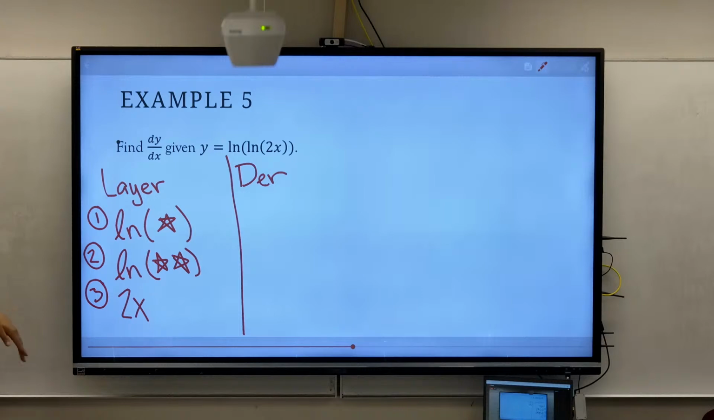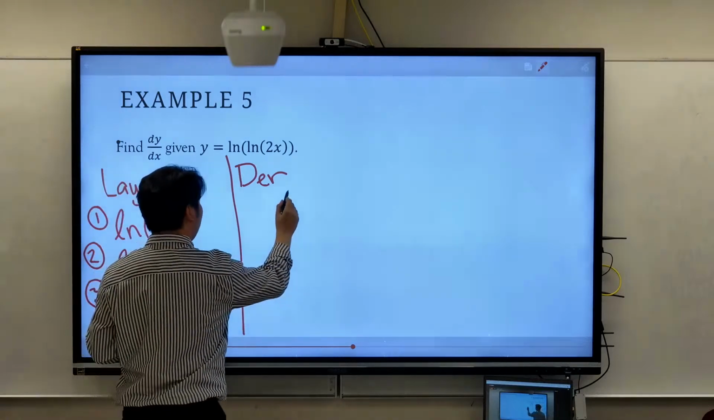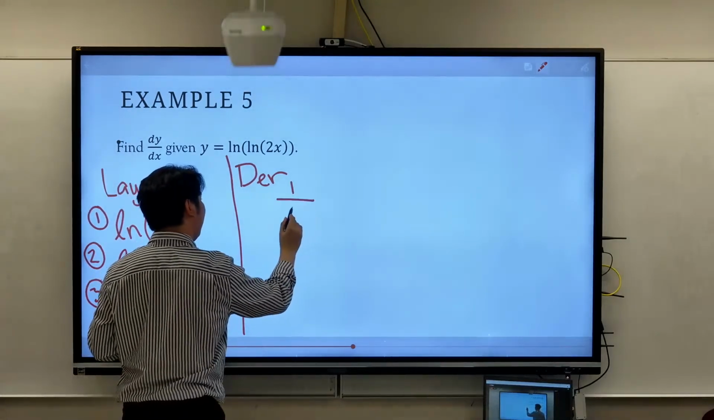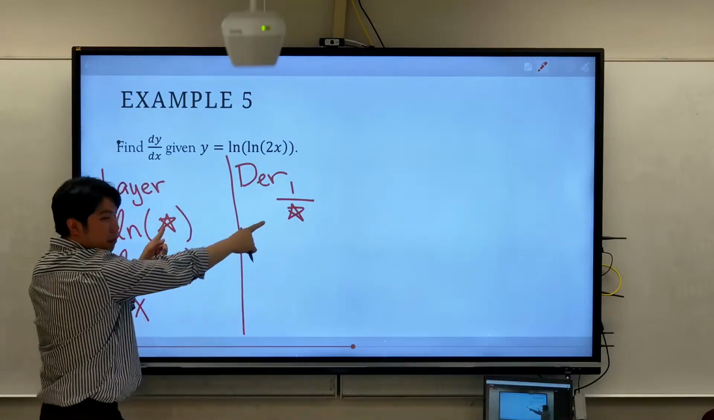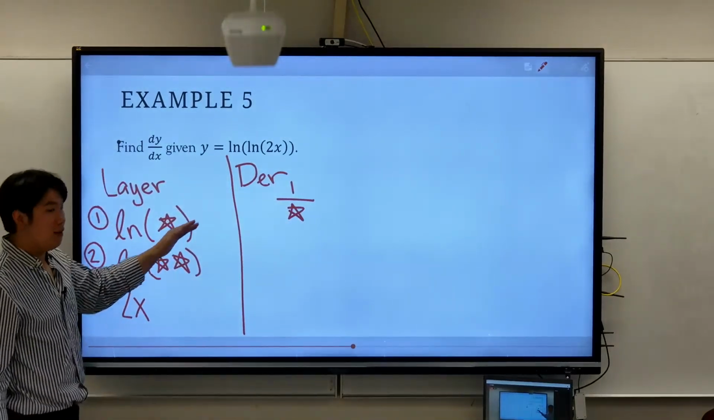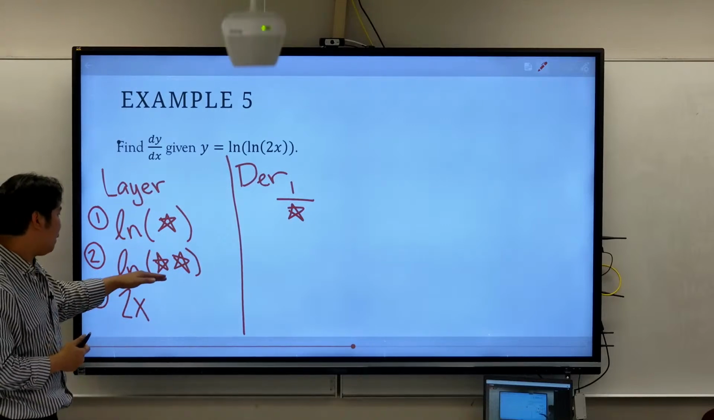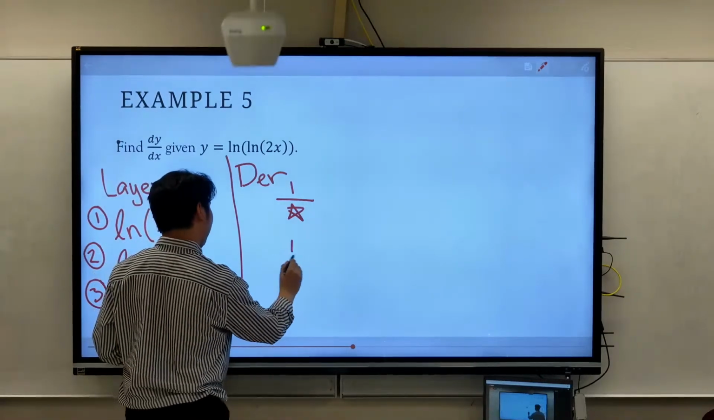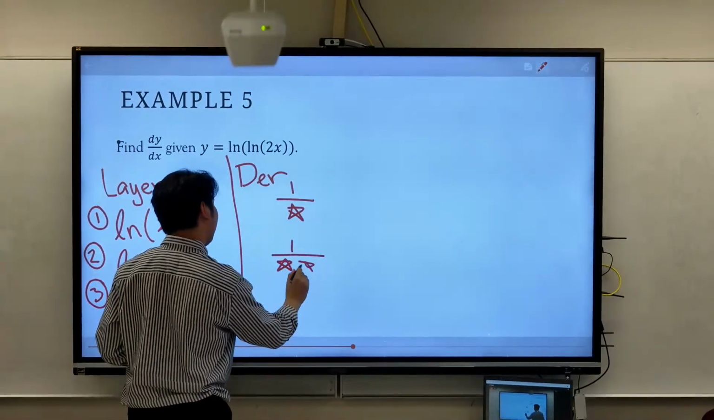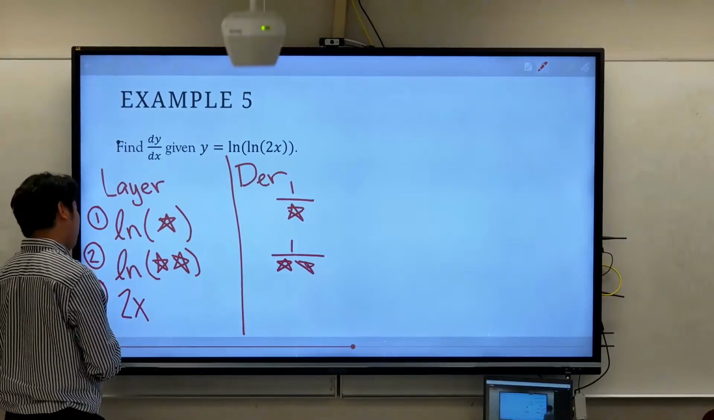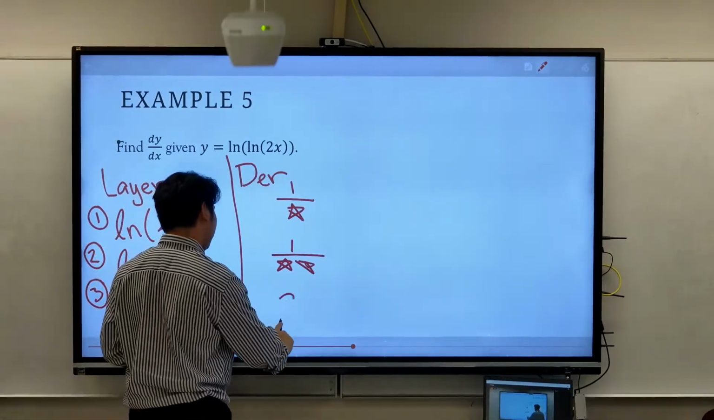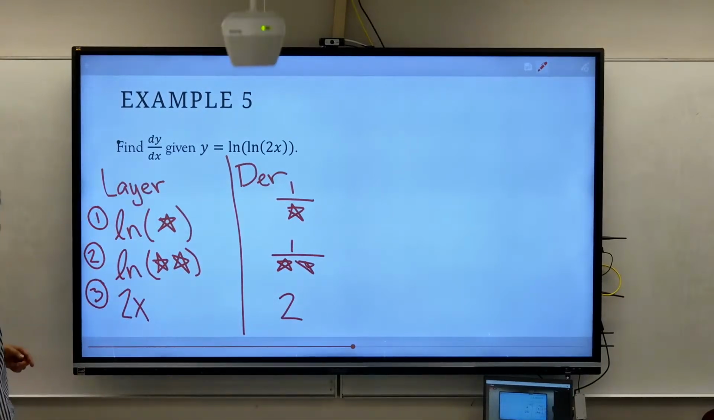All right, so now we're just going to go ahead and take the derivative of each layer. We already know what the derivative of ln of something is. It's 1 divided by that expression. So for the first derivative layer, I have 1 over whatever was in that same blank. Usually this would be an x, but I'm just putting a star there since it's something besides an x. Same thing for the second layer. We'll put 1 over whatever was within the second layer. What's the derivative of 2x? 2. Through a nice power rule.